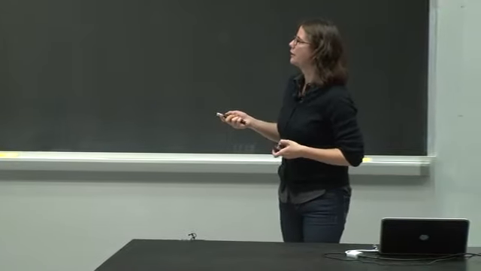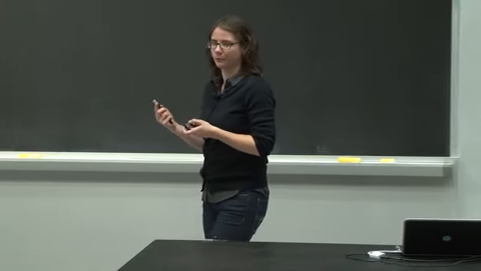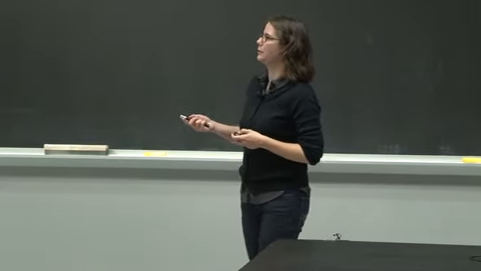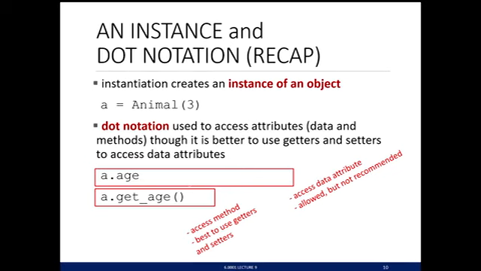However, it's actually not recommended to access data attributes directly. So this is the reason, so you're going to see in the next slide the reason why we're going to use getters and setters. Instead, you should use the getAge getter method to get the age of the animal. So this is going to return also 3. So these are going to do the same thing.